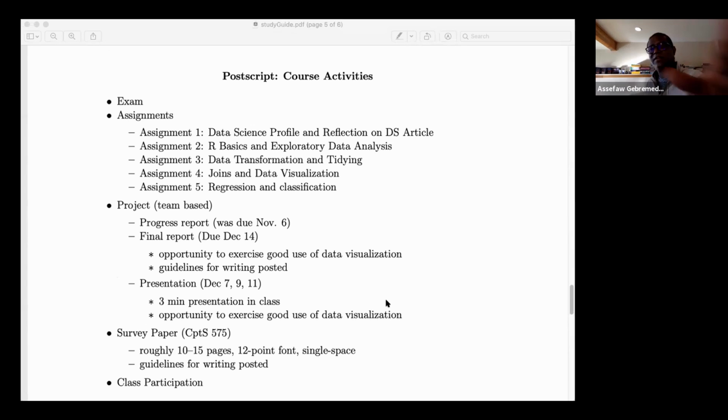This is just a list of the course activities. You know them all along, and it's just a reminder. Because the exam is the last thing we're talking about, I listed it first. Otherwise, you had 5 assignments, and these assignments were covering different topics, and so this is a little reminder. You've got your project. It's team-based. I know that you did send me your progress reports. I'm reading them. I like what I'm seeing so far, and you will hear back from me.